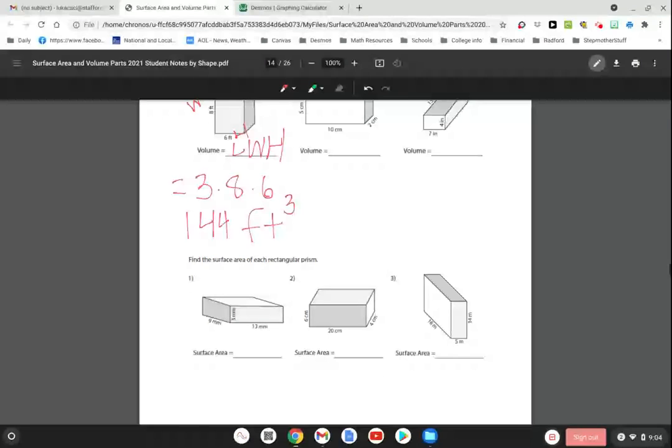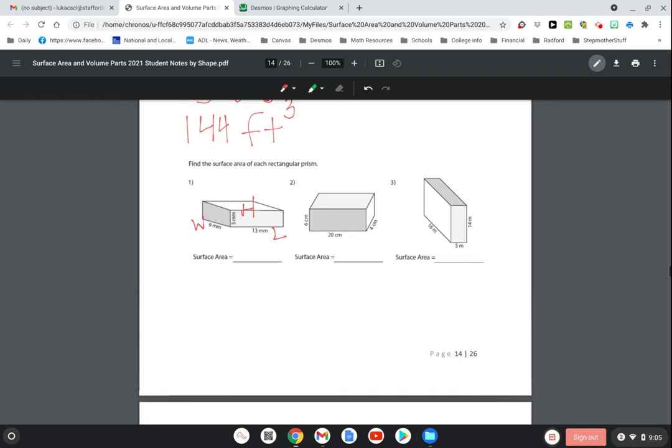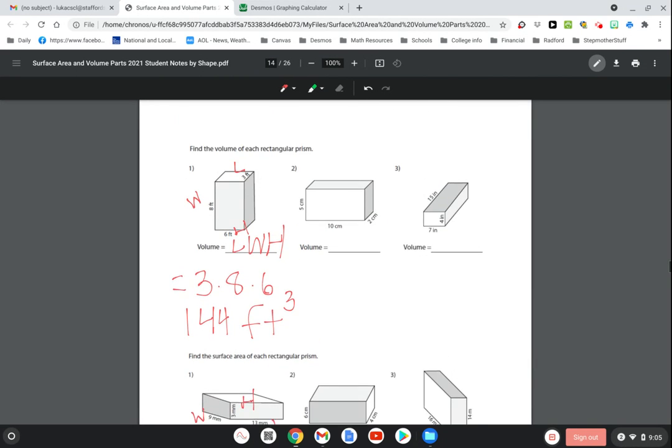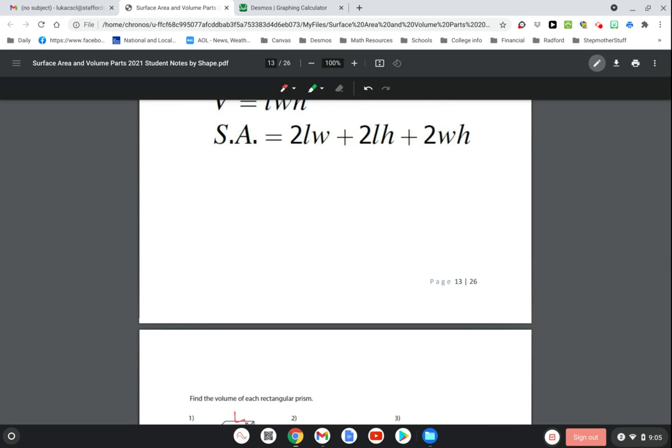Now, when you do the surface area, again, it doesn't really matter what you make your length, your width, your height. I could make this my length, the 13. I could make this 9 my width, and I could make this 3 my height. But the thing about the surface area formula is that it can get a little confusing. I'll show it back to you again real quick. See, it says 2 times length times width, 2 times length times height, and 2 times width times height.